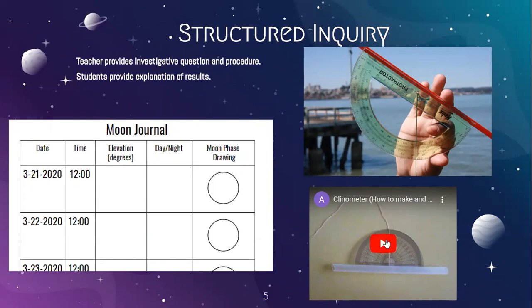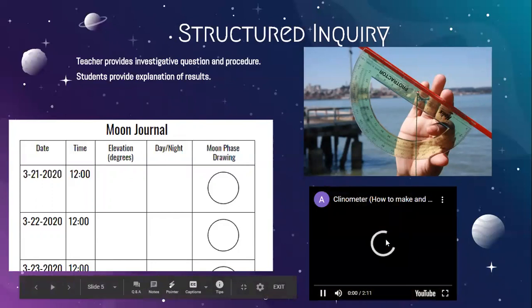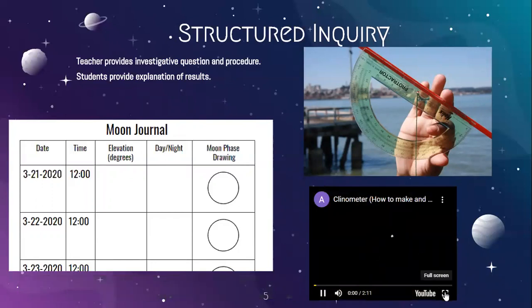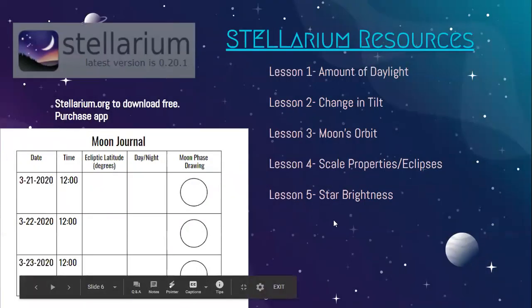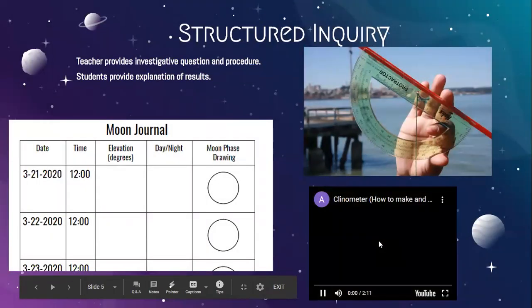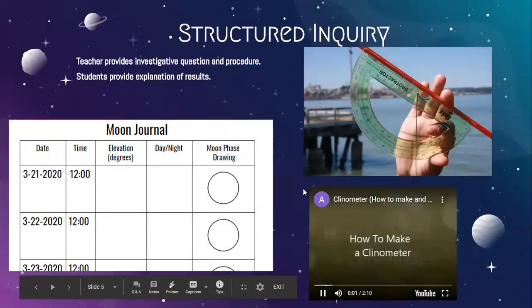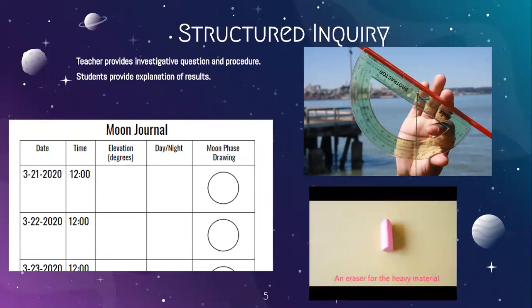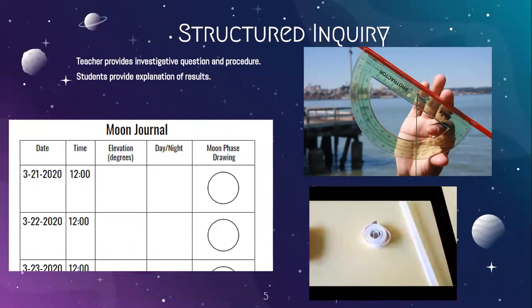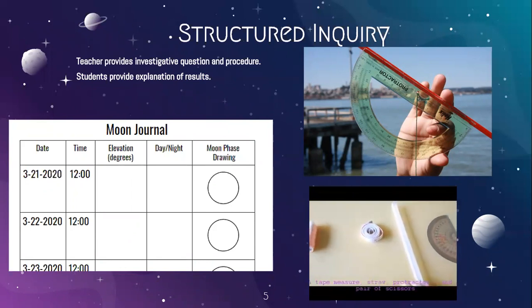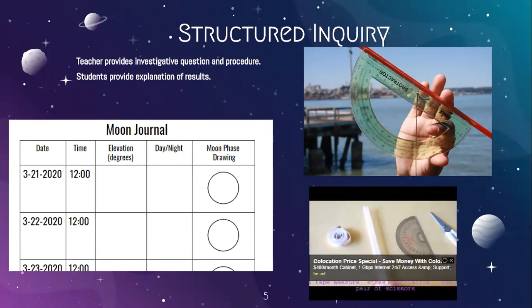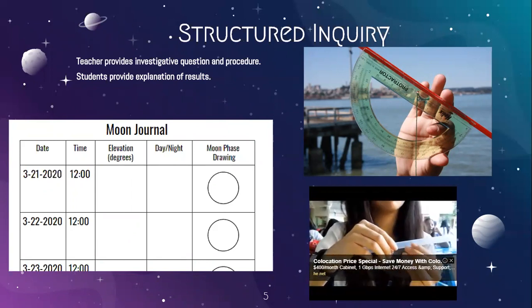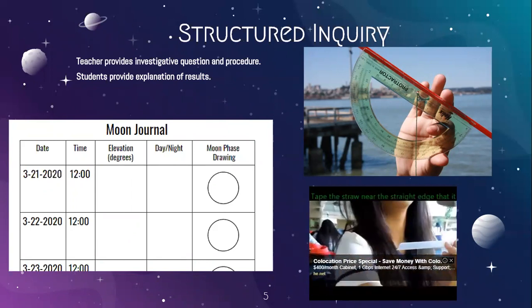Let's take a look at this clinometer and how you can make one. They use an eraser, binder clip, and a heavy enough object. If I try to use an eraser, I feel like it'll fall out of place.